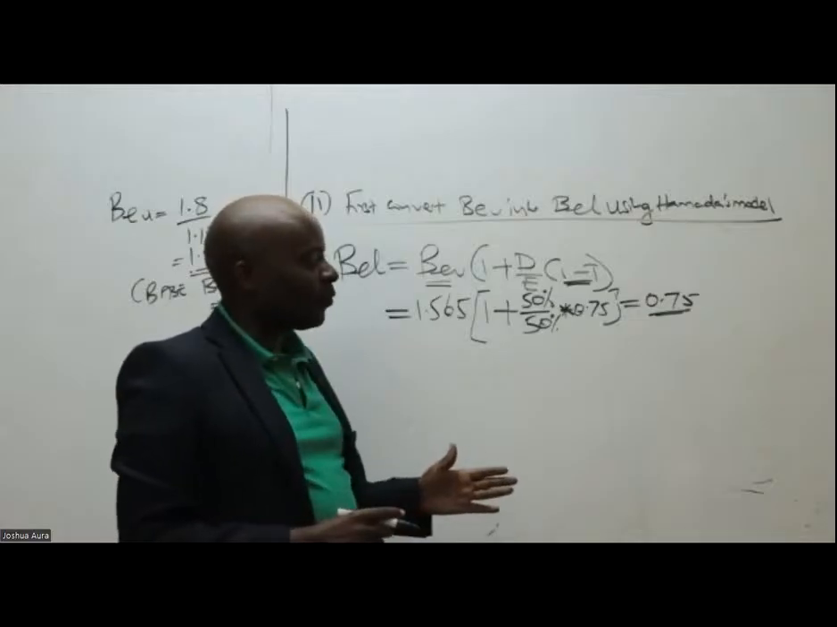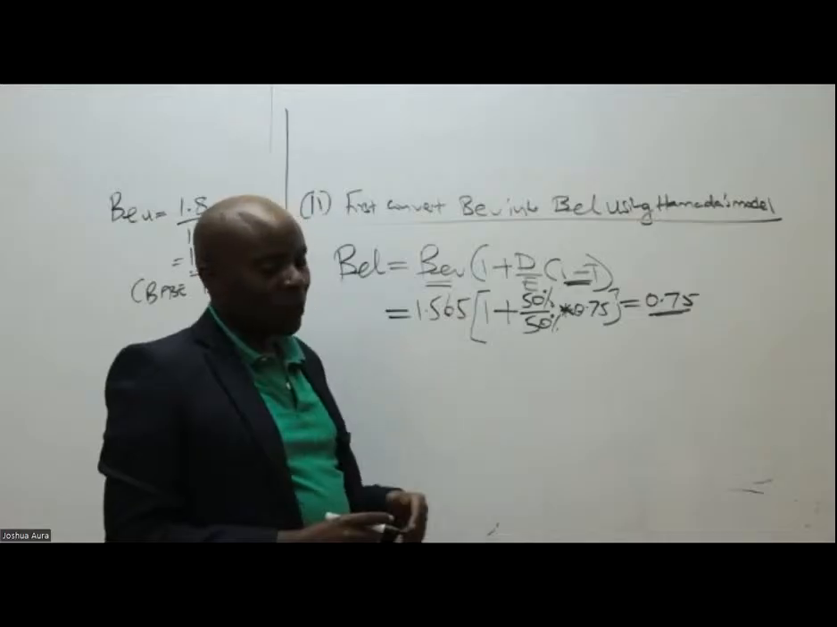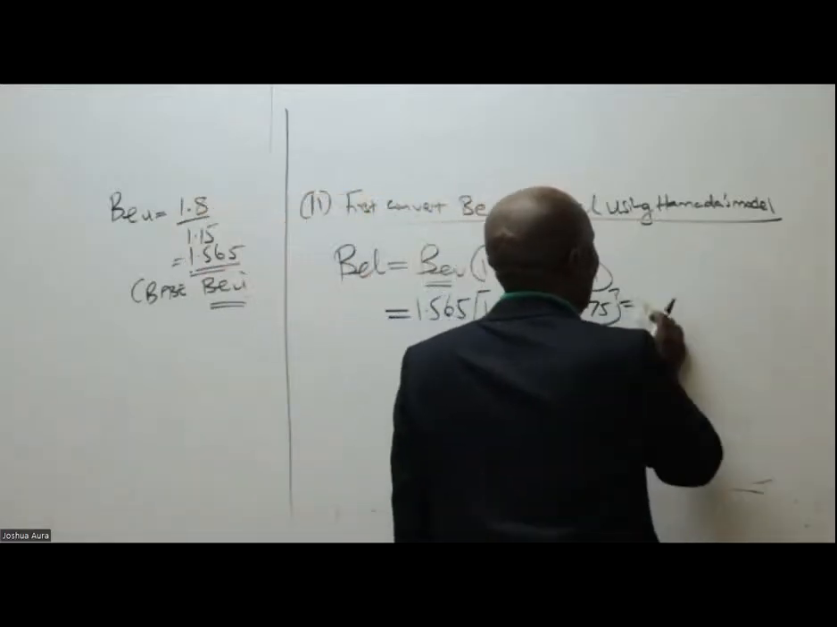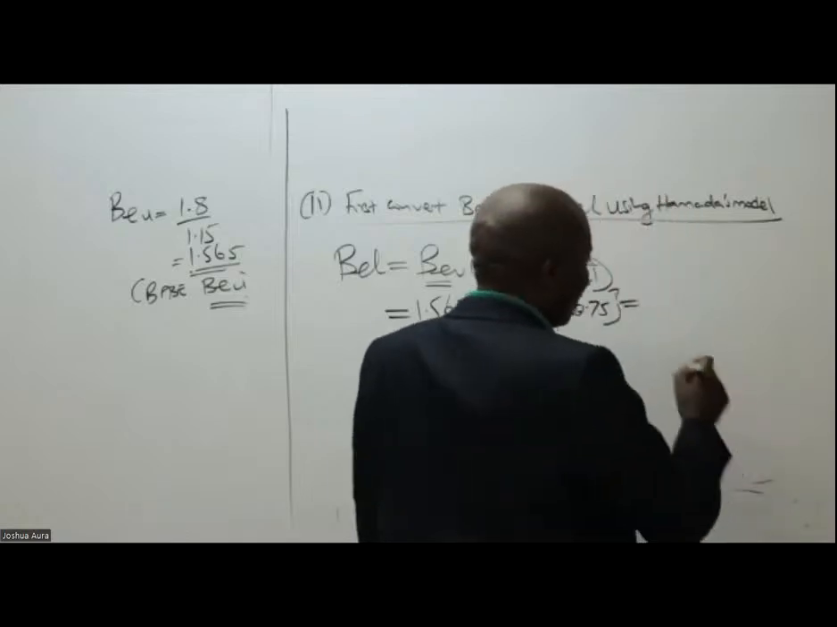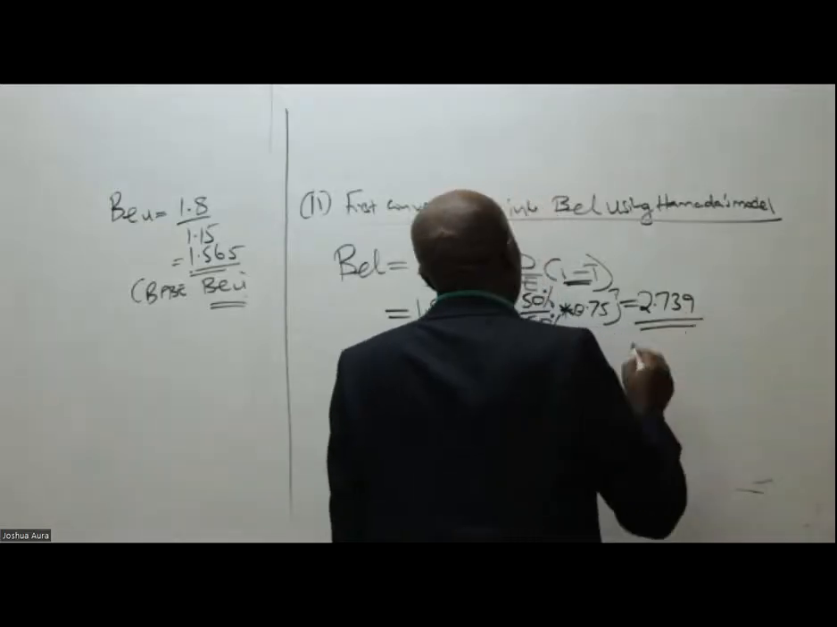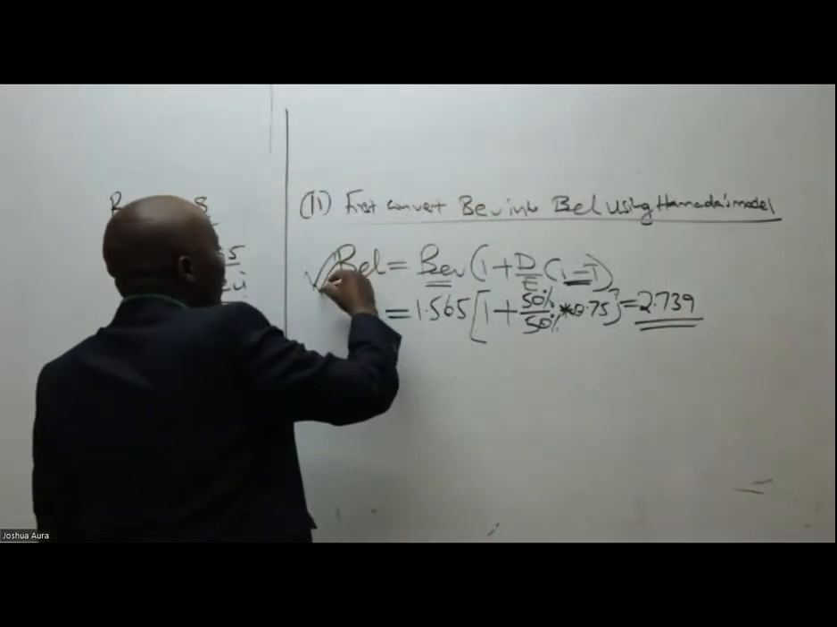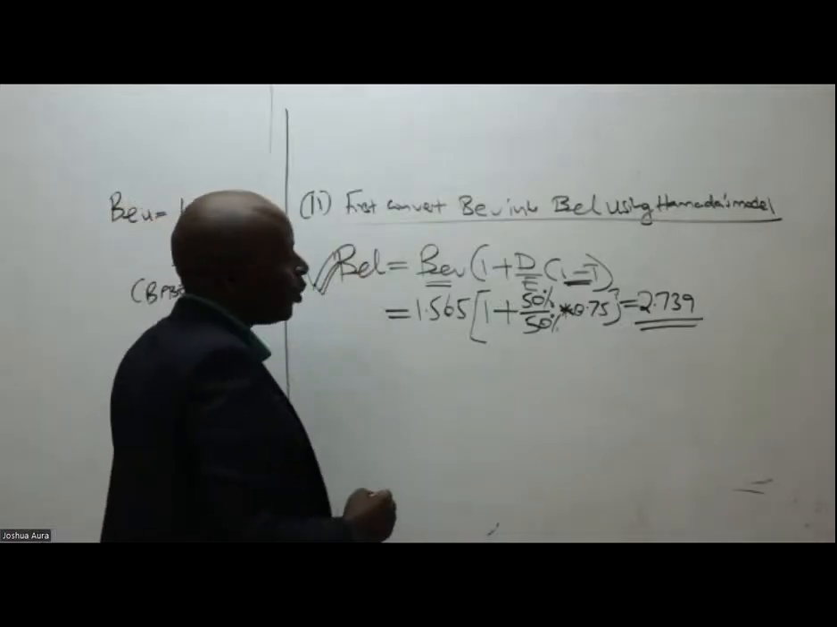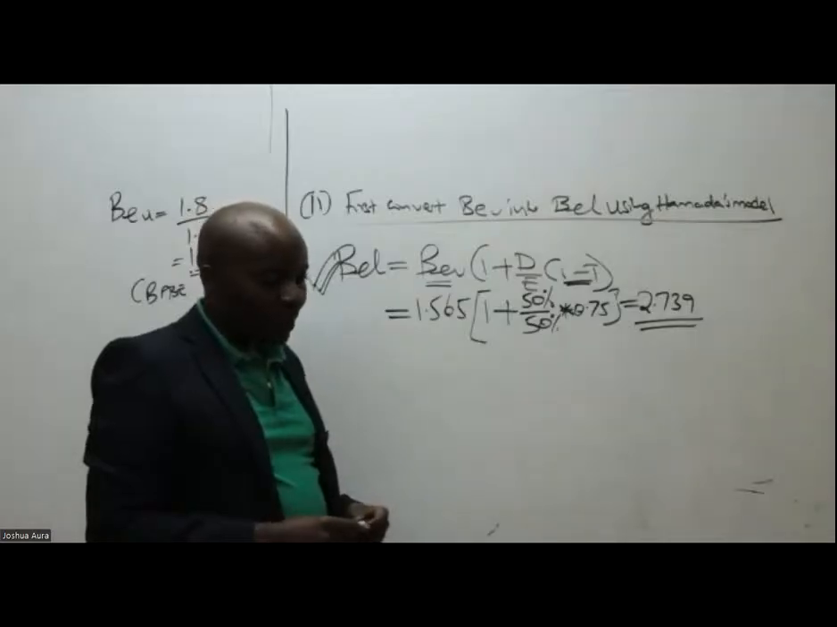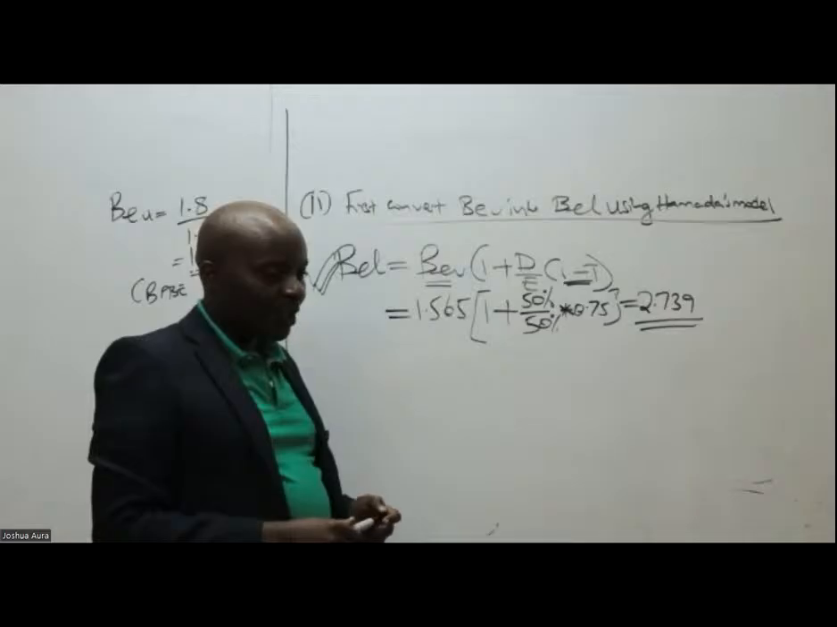So tax is 0.25, so it's 1 minus 0.25. Now give me the proper answer to write there. 2.739. So this is 2.739. Now, having gotten this BEL, having worked this out with Hamada's model, what do you think will be the next step? Naomi is getting quite a different answer.